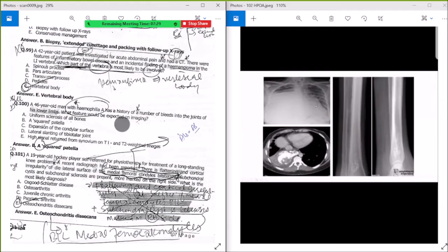Question 100. A 46-year-old man with hemophilia A has a history of a number of bleeds into the joints of his lower limb. Which feature is expected on imaging? Squared patella. In hemophilia A, the expected imaging feature is a squared patella.